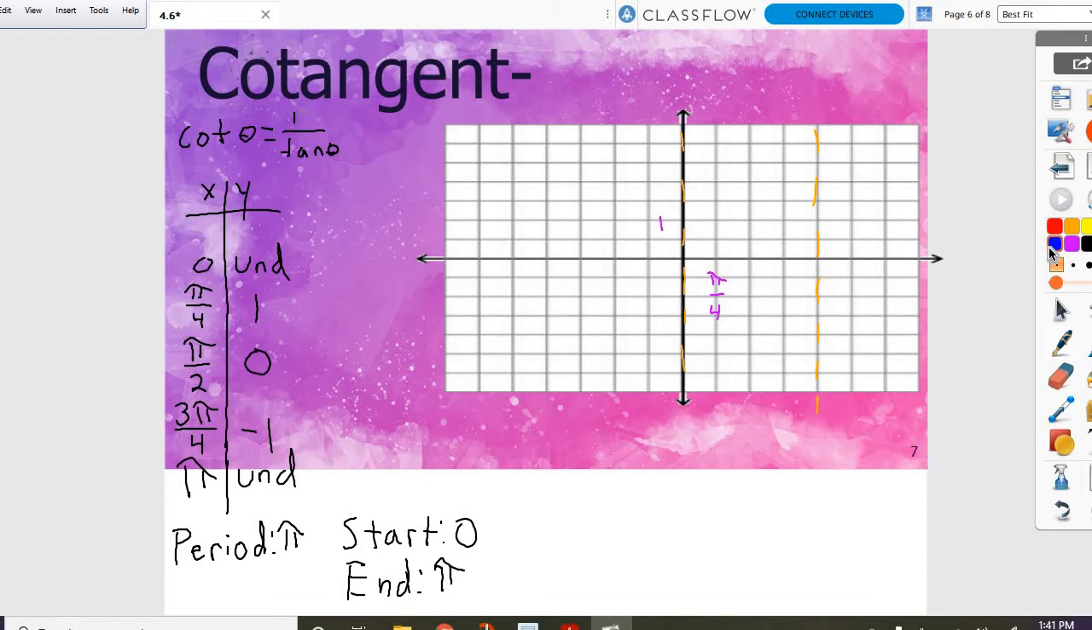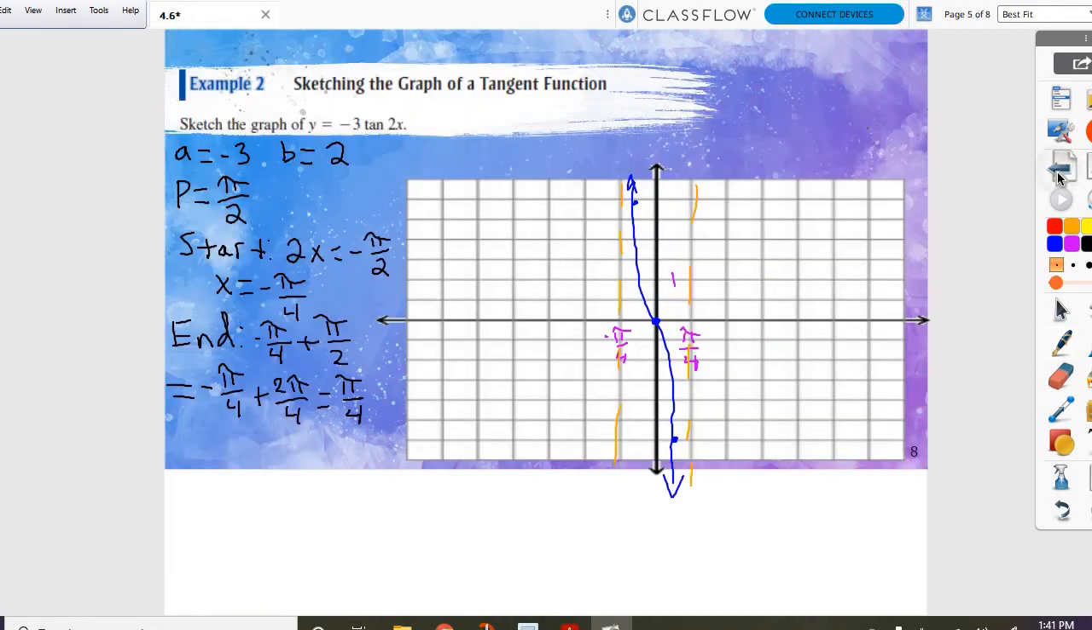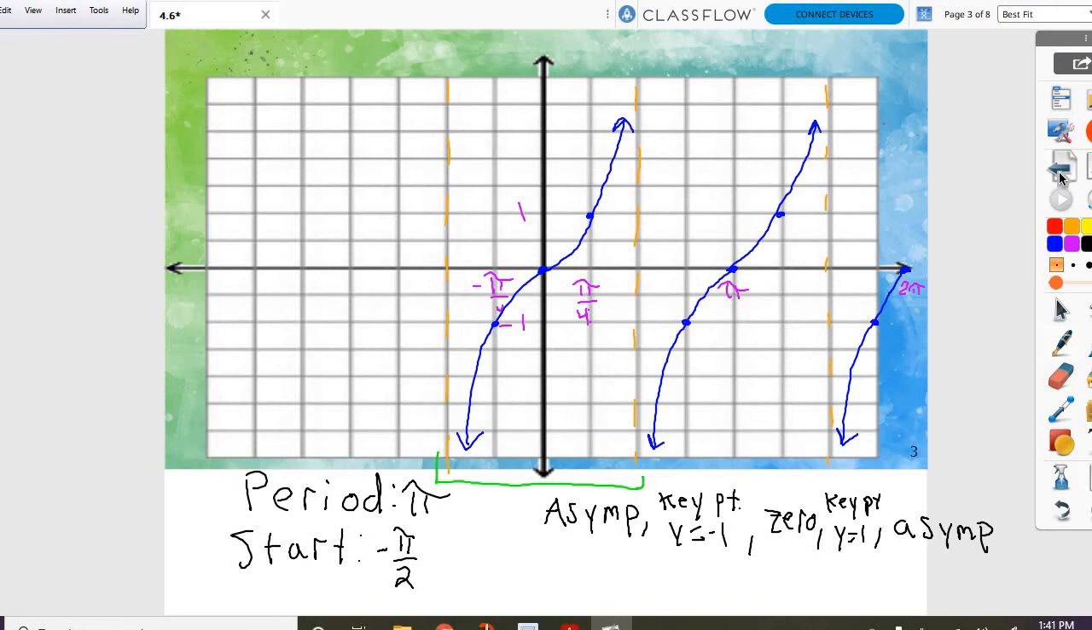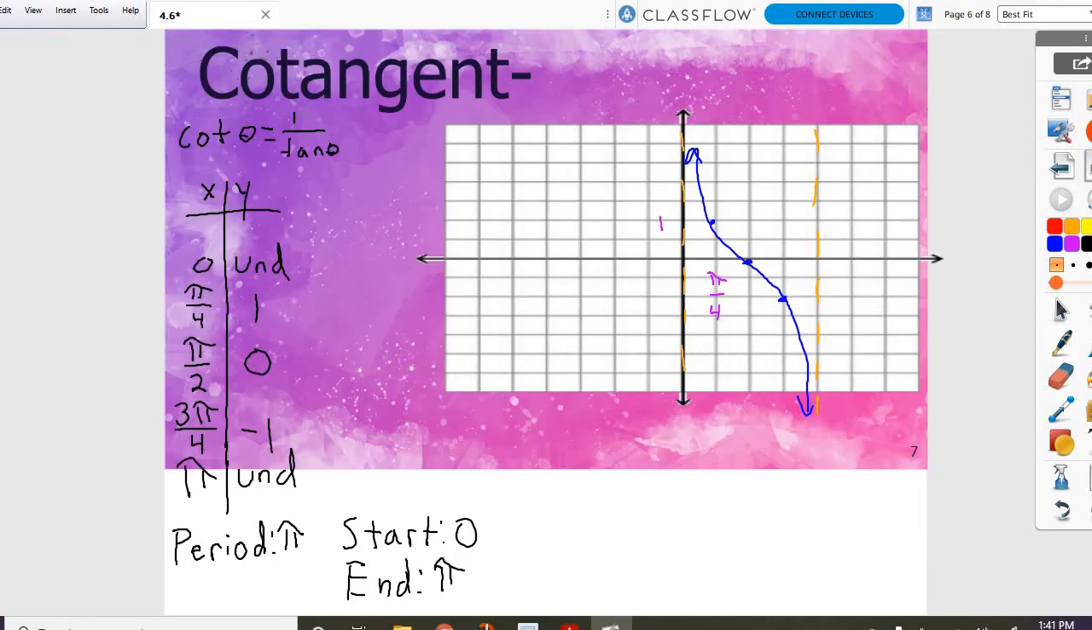So we said at 0, it's undefined. At pi over 4, it's 1. At pi over 2, it's 0. And then 3 pi over 4, it's a -1. And then we're at 0 again. So if we notice, it is the same shape that we get for our tangent graph. It's just been reflected. So instead of being down on the left and up on the right, like our tangent parent graph is, it is up on the left side and down on the right side.